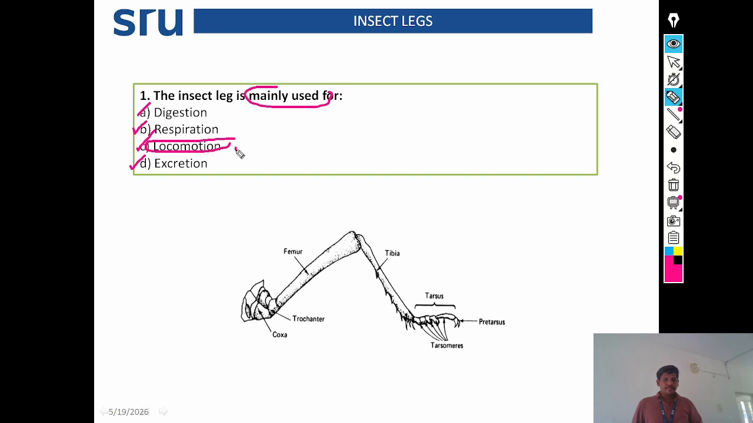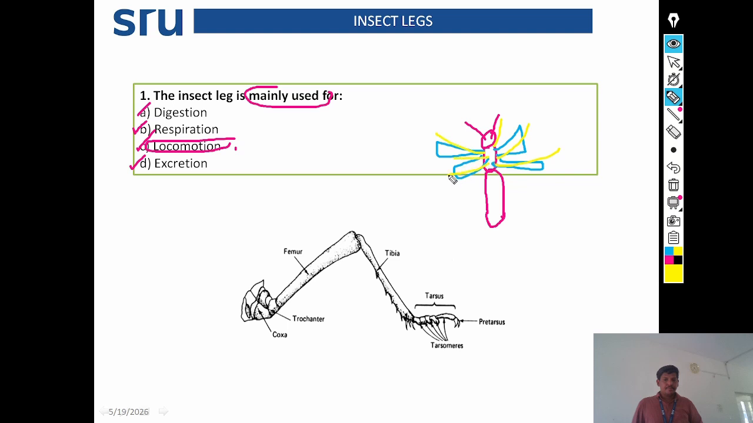Along with the insect leg, see, the insect body is divided into 3 regions: head, thorax and abdomen. So the head is mainly concerned with feeding and sensory perception. But in case of thorax, 2 pairs of wings are there, that is forewing and hind wing, and 3 pairs of legs also there. First pair, second pair, third pair.